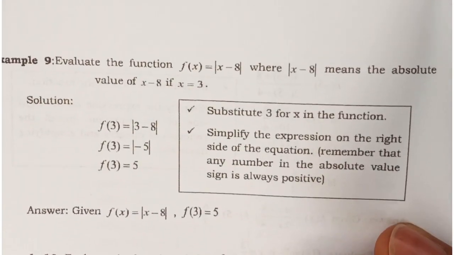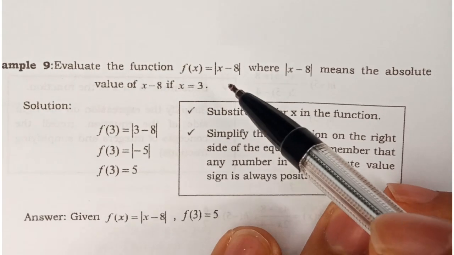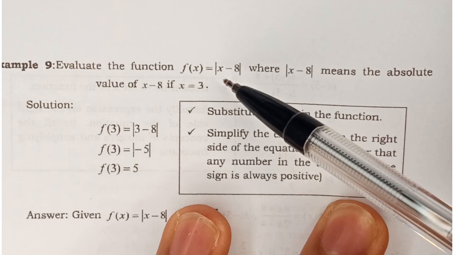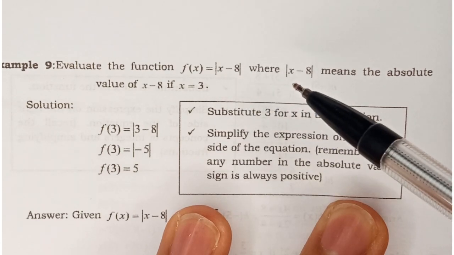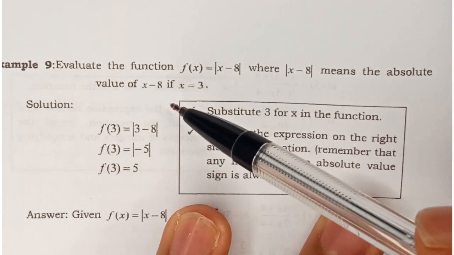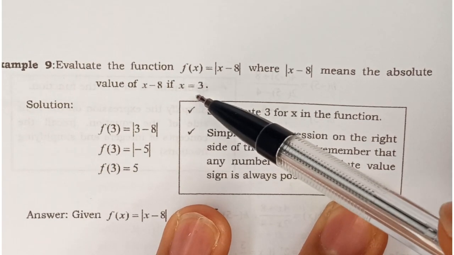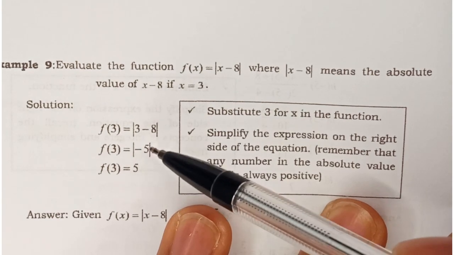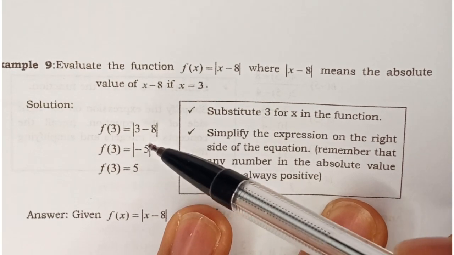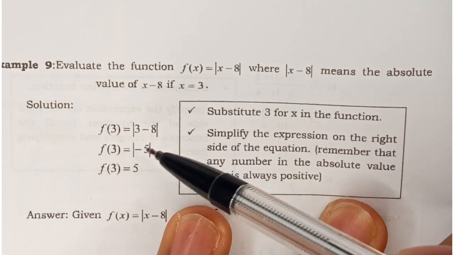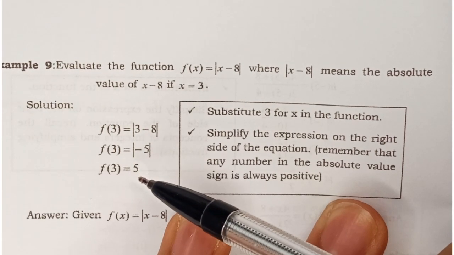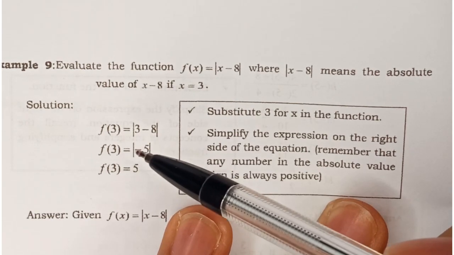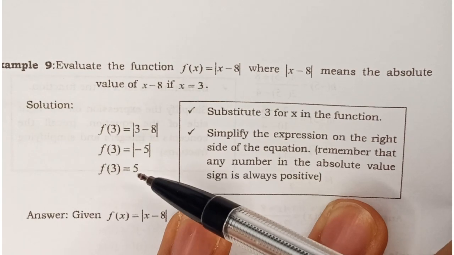Ito, absolute value. Pag absolute value, kaya positive, kaya negative ang lilitaw na answer, ipapositive mo lang. Let's have an example. X minus 8, where x minus 8 means the absolute value of if x equals 3. So, if the value of x is 3, 3 minus 8 is negative 5. Kaya lang, the absolute value of negative 5 is 5. Ibig sabihin, lahat ng nasa loob niya, kaya positive, kaya negative, ang magiging sagot ay positive. Ulitin ko. Pag absolute value, kaya ano man ang sagot dito, kaya positive man ito, kaya negative man ito, ang final answer positive lang.